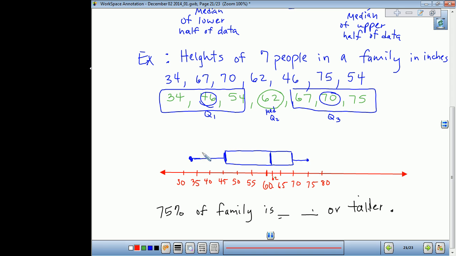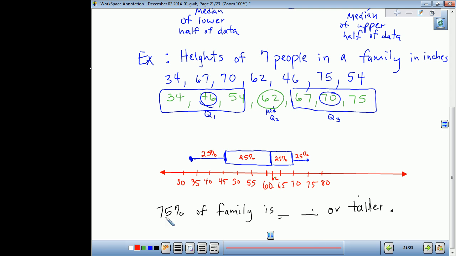So I know that 25% of the data lies from here to here. 25% of the data lies from here to here. 25% of the data lies from here to here. 25% of the data lies from here to here.